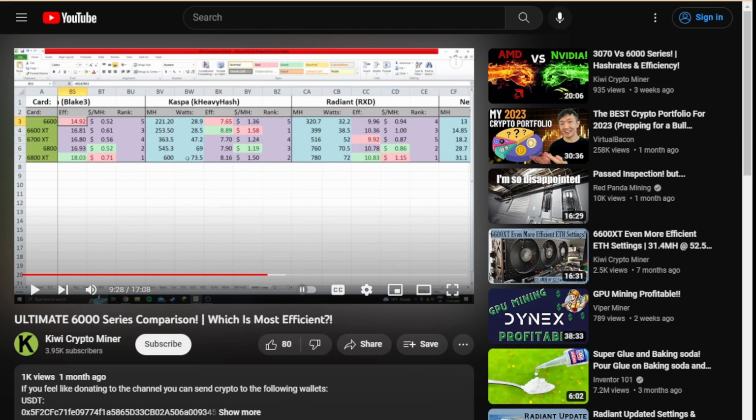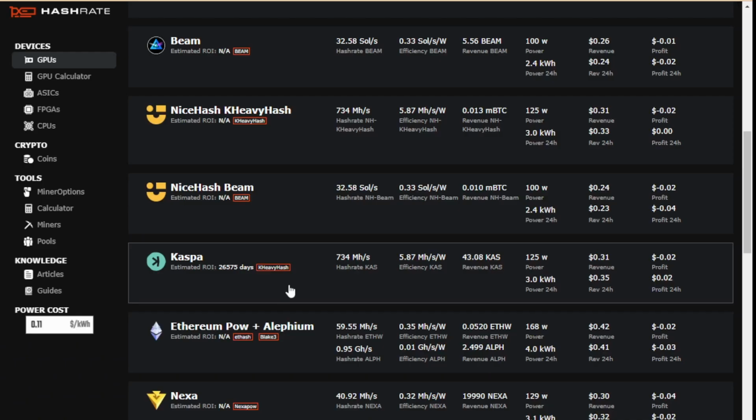It kind of corroborates the fact that, in my opinion, the calculator is not registering the correct watts at the wall, but using the software watts. Again, this is just me making assumptions with the information that I have at hand to call out the fact that I think the Caspa profitability calculator is wrong.